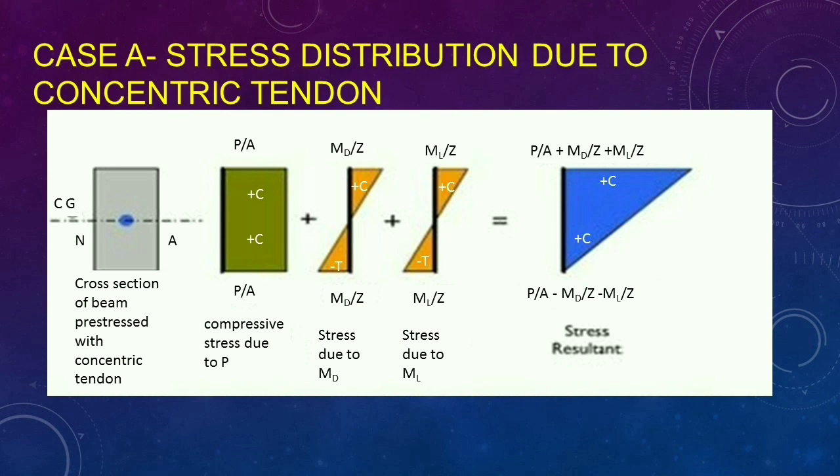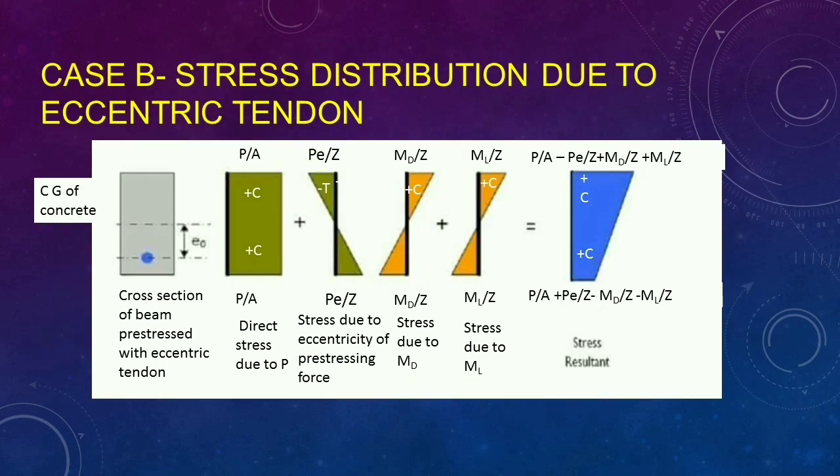The second figure represents the compressive stress due to prestressing force, which is P by A and is compressive in nature. The third figure shows the stress due to MD, which is MD by Z. It is compressive at the top and tensile at the bottom. And the fourth figure represents stress due to ML, which is ML by Z. It is compressive at top and tensile at bottom. And the last figure shows the resultant stress diagram. The net stress on the top fiber and bottom fiber is depicted in it. Both are compressive in nature.